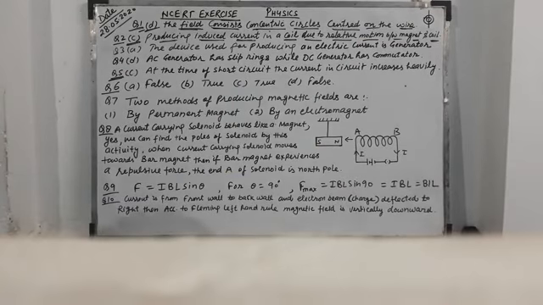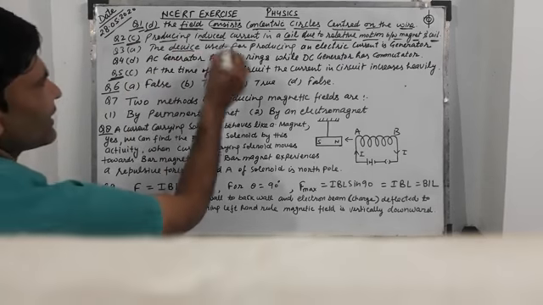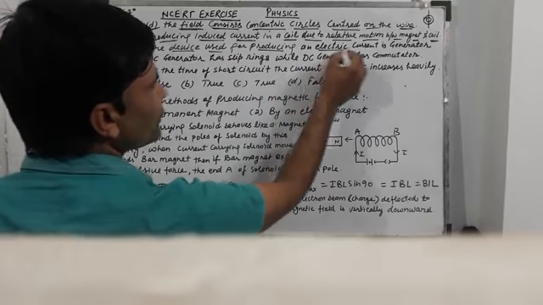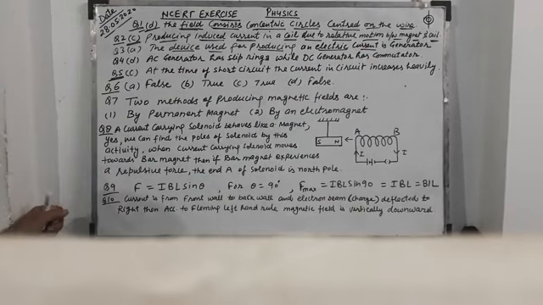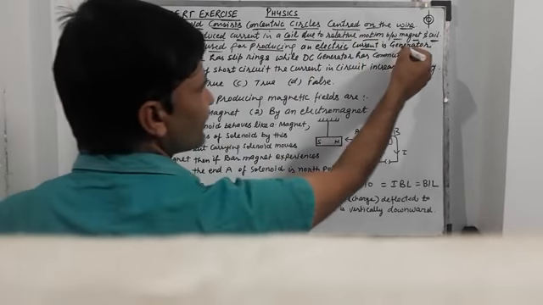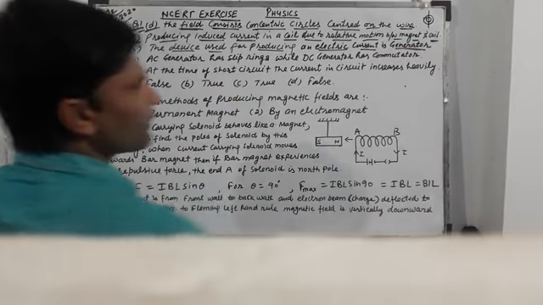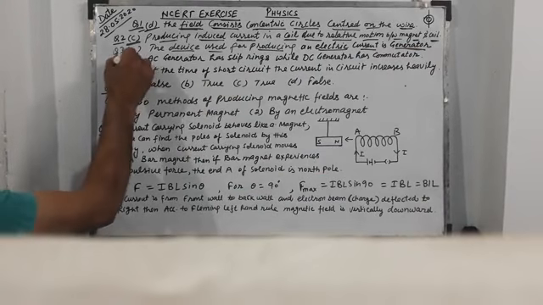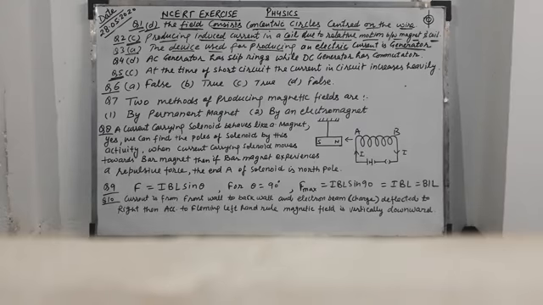Okay. Now the third question is asking about the device used for producing an electric current. Then you know that the device used for producing an electric current is a generator. So option A is correct.